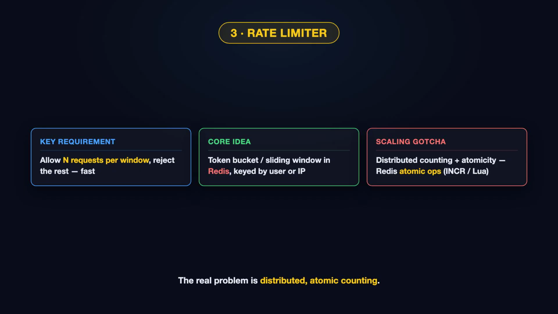The gotcha: you are almost certainly running many servers behind a load balancer, so the count has to be shared and updated atomically. If 2 servers read the counter, both see 99, and both allow a request, you have leaked over your limit. The fix is to do the counting inside Redis using its atomic operations, an atomic increment, or a small Lua script that checks and updates in one step, so the limit holds across the whole fleet. Distributed, atomic counting is the real problem hiding inside this friendly-sounding question.